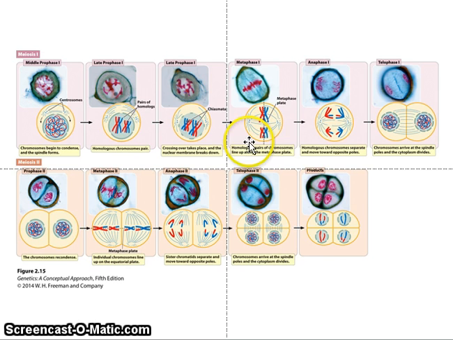Now, these chromosomes look like an X because they've replicated, and so each chromosome is comprised of 2 molecules that are identical to each other. And these 2 molecules are called sister chromatids. All right, so right now we have homologous chromosomes lining up on the metaphase plate during metaphase 1 of meiosis.